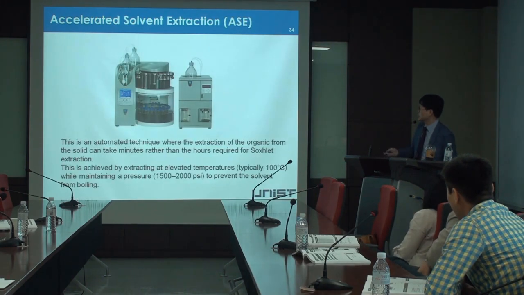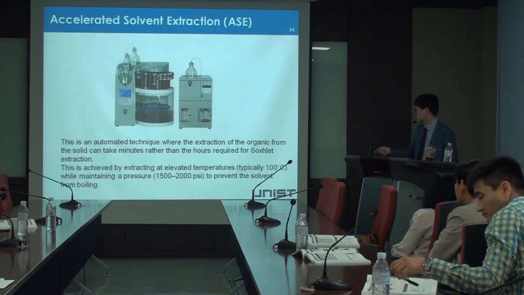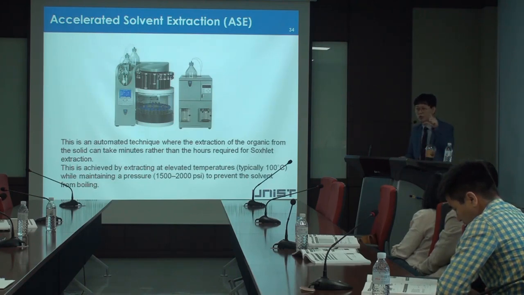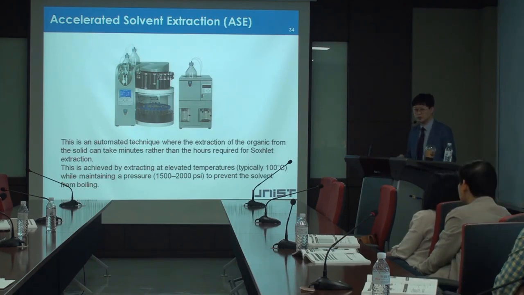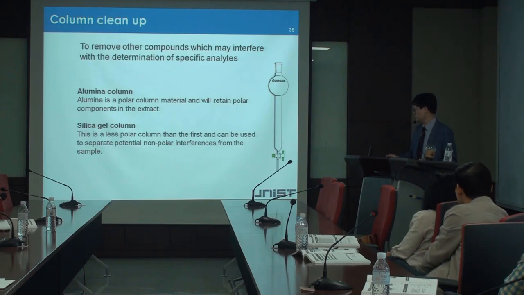And the ASE, accelerated solvent extraction. This instrument uses high pressure and high temperature. But because of the high pressure, there is no boiling of the solvent. So we can use a relatively small volume of solvent to extract solid samples. After extraction, cleanup is the next issue. Generally you can use alumina or silica for POPs. It's a very general option.